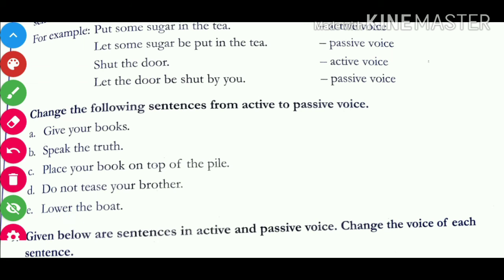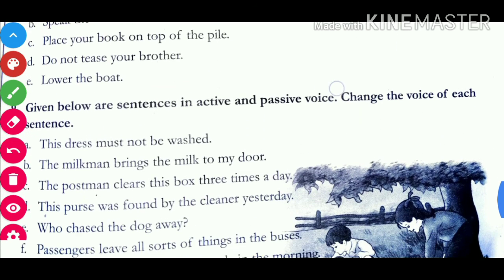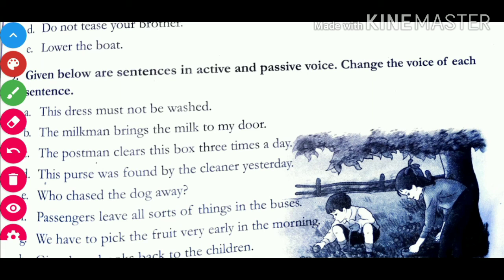Okay, this is how you will change when you will change the imperative sentence into passive voice. You have to begin the sentence with let and there will be use of be. Now come to the last exercise, which is exercise number 9, wherein you have to convert active voice into passive voice. So let us take the first sentence. This dress must not be washed. So what would be the change then?